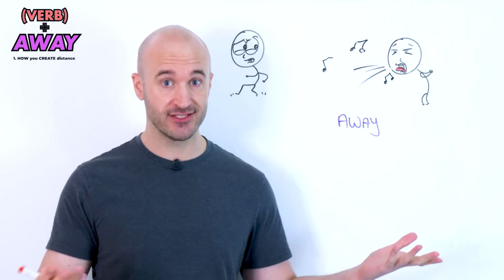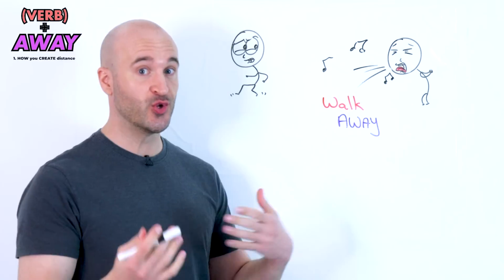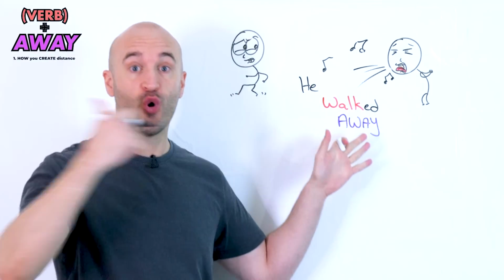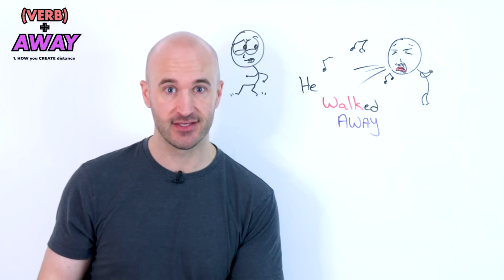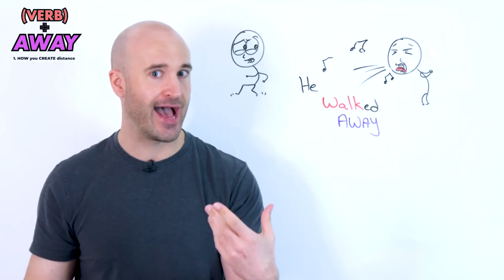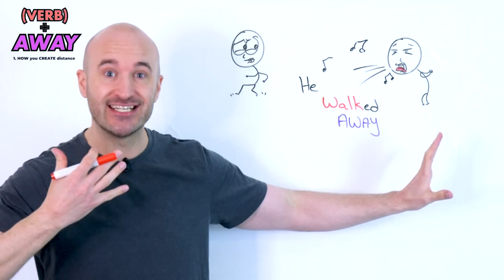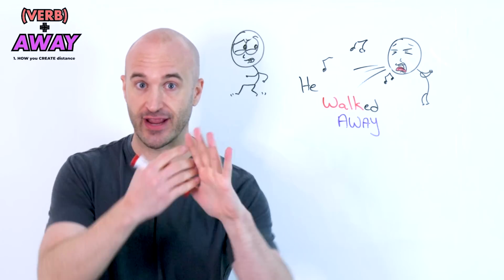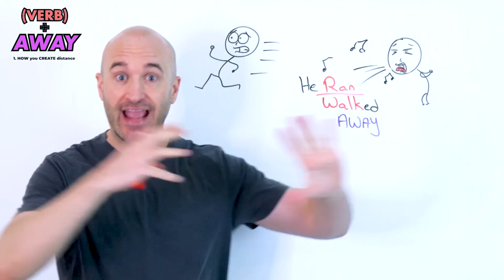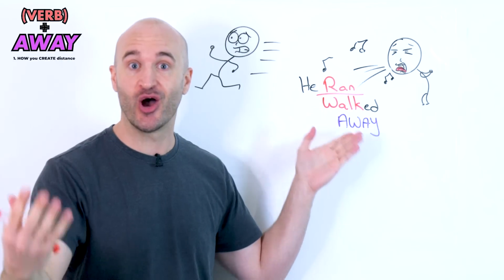If you create distance by walking, then you walk away. As a sentence, he walked away in the past tense. And instantly, you just learned thousands of new phrasal verbs. How? Because we can change that method of creating distance. How else could you create distance? If you run to create distance, you run away, or in the past tense, ran away.